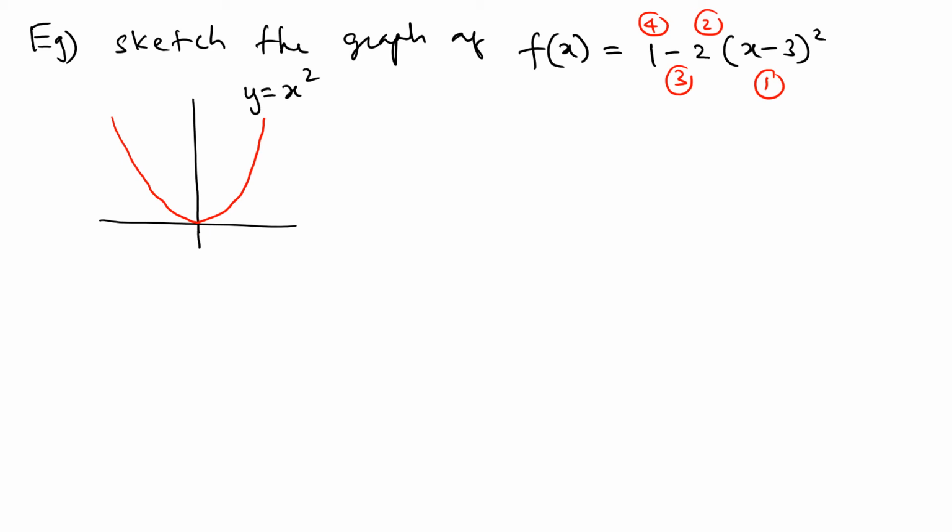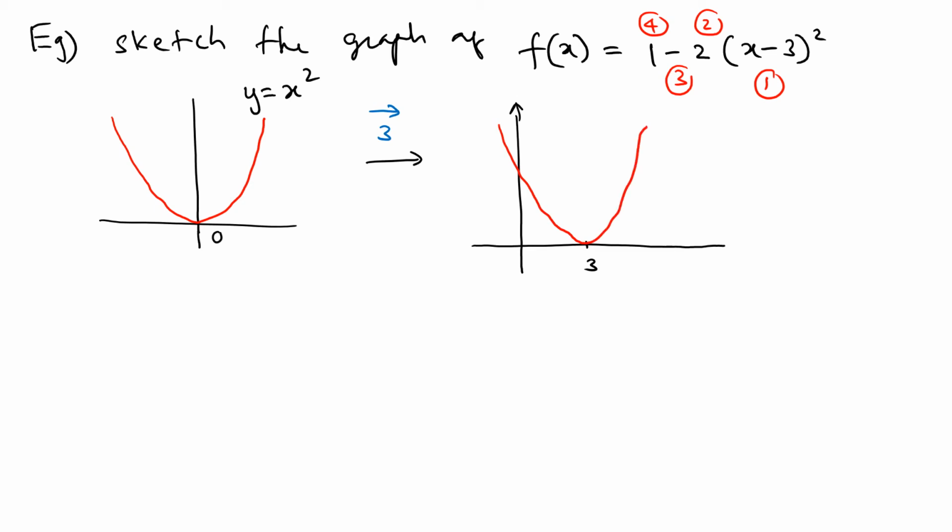So the next step is we're going to shift to the right by 3 units. That means we're going to get this graph. I'm always thinking about how to best draw the axis to get more details. So 0 moves to 3, so it is at 3. So the new graph looks like that. Okay, good.